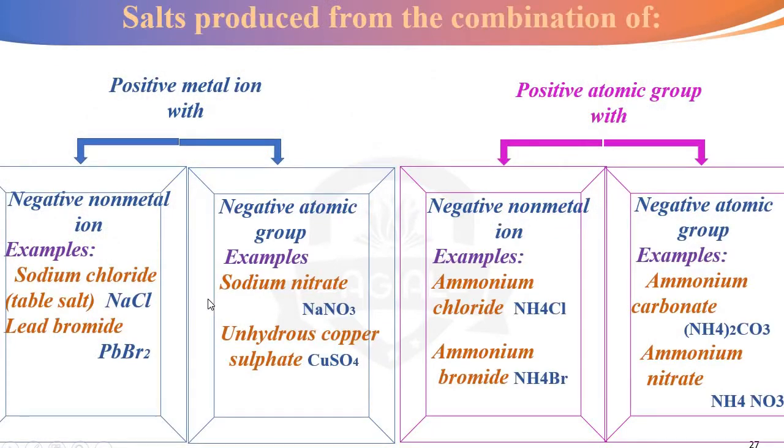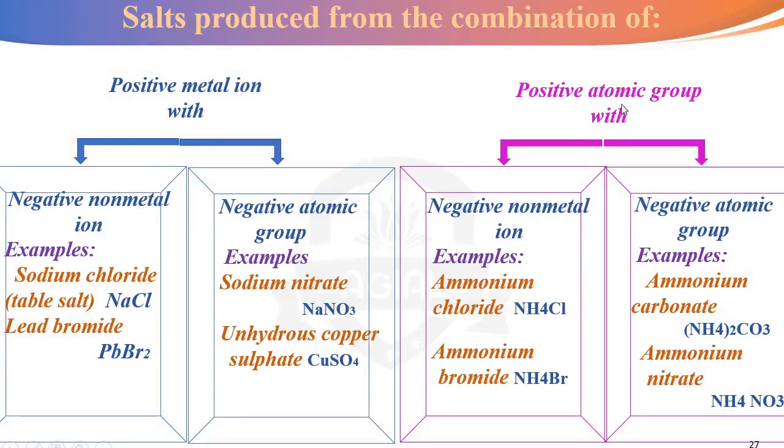To facilitate the classification of them, I said salt is produced from the combination of a positive metal ion with either a negative non-metal ion, like sodium chloride NaCl, or lead bromide PbBr2, or with a negative atomic group, like sodium nitrate NaNO3, or anhydrous copper sulfate CuSO4.